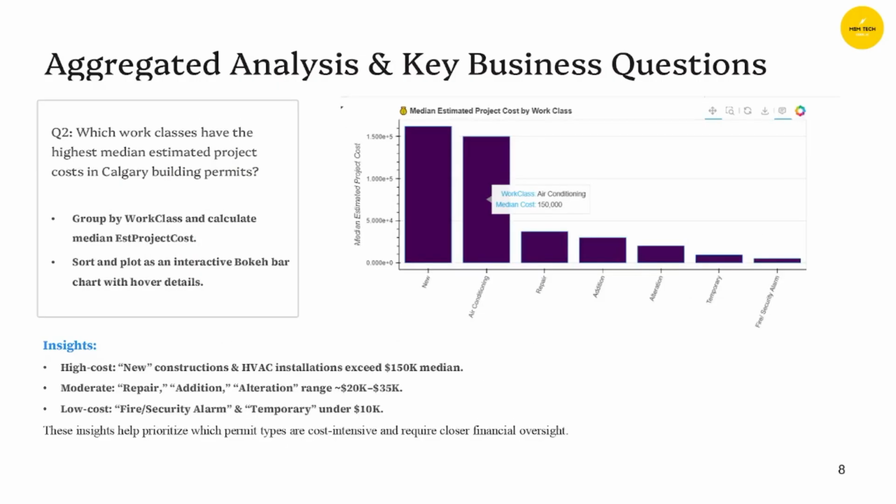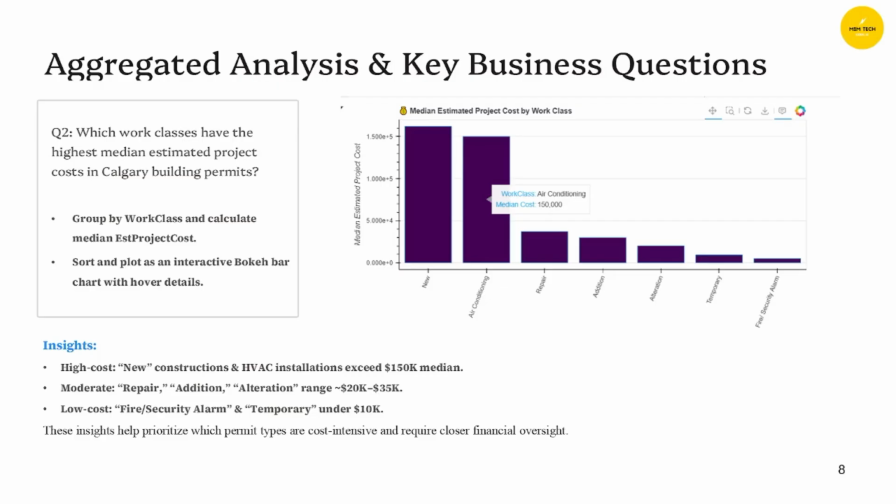Next, I analyzed which work classes have the highest median estimated project cost in Calgary building permits. Here we can see the work classes on the x-axis. There are different work classes like new, air conditioning, repair, addition, alteration, temporary, fire or security alarm. Based on the work classes, I tried to find out the median cost. In this chart I have used a Bokeh bar chart, because it is interactive.